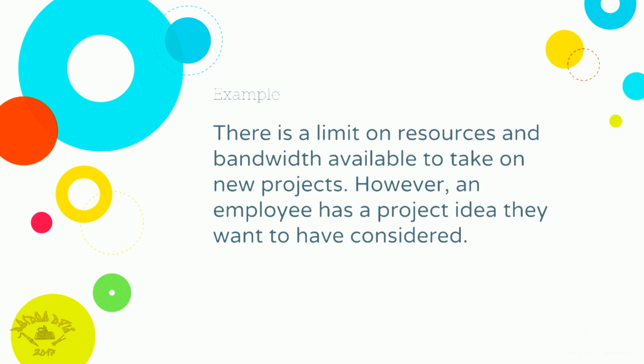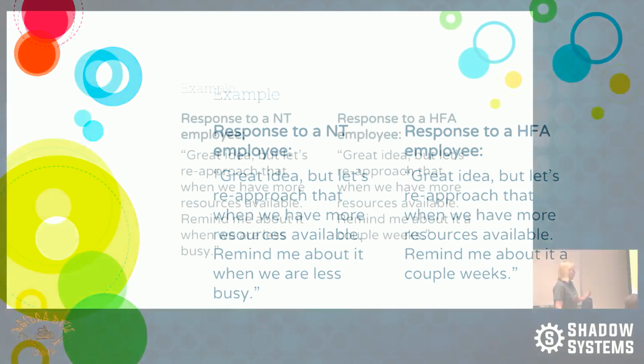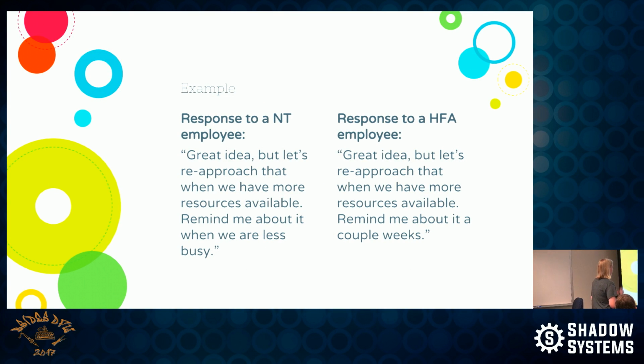So let's say any employee comes to you and says, I have this great idea and I want to work on this project, but it's not a great time. There's no bandwidth or resources available at this time, despite how good an idea it is or might be. What you'd say to a neurotypical employee, maybe, is, great idea, let's reapproach that when we have more resources. Remind me about it when we're less busy. That won't work. What you need to say is, great idea, let's reapproach that. Remind me in a couple weeks. So it's really that keyword of a couple weeks, 2 weeks, 3 weeks.